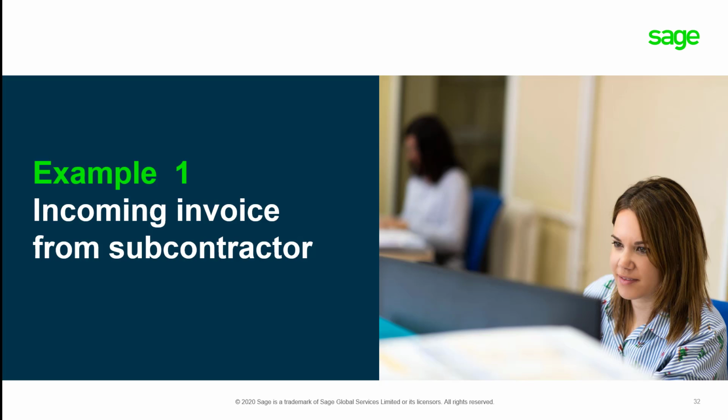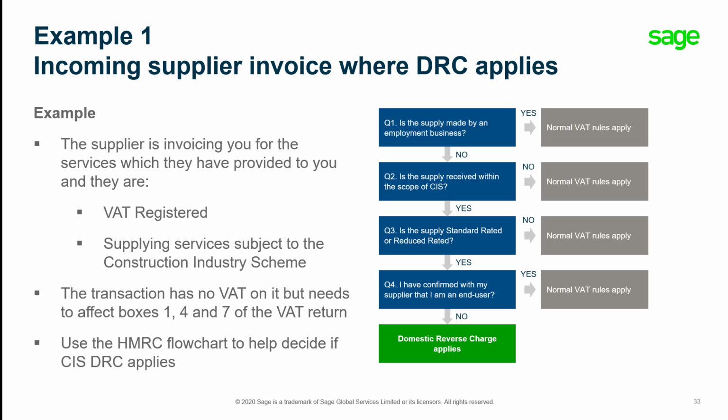So first, let's take a look at how to record an invoice received from a subcontractor for work they've carried out on our behalf. The first thing we need to do before processing any transactions is work out whether or not domestic reverse charge applies to this transaction. So we're going to use the HMRC flowchart that you can see on the screen to help us decide first if CIS domestic reverse charge applies.